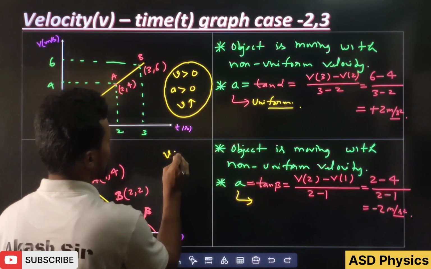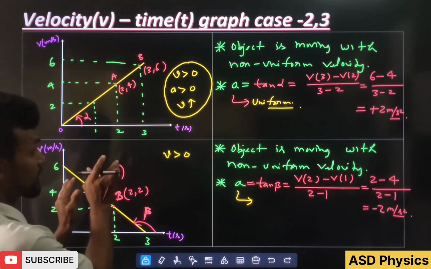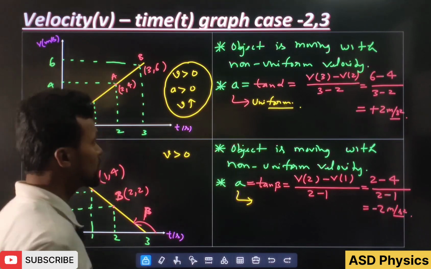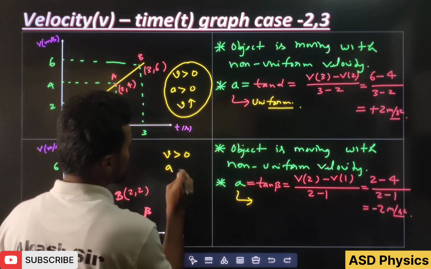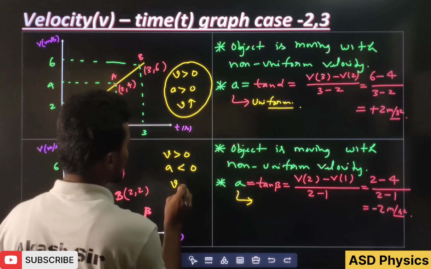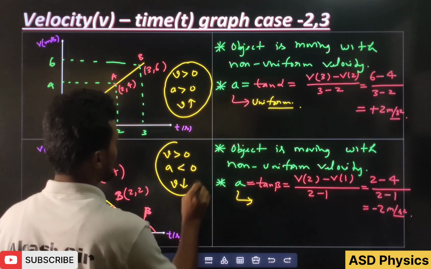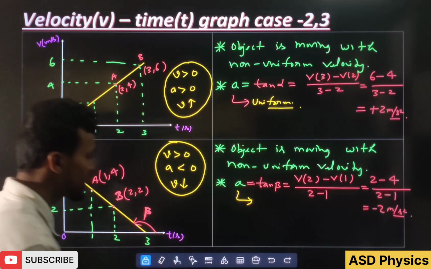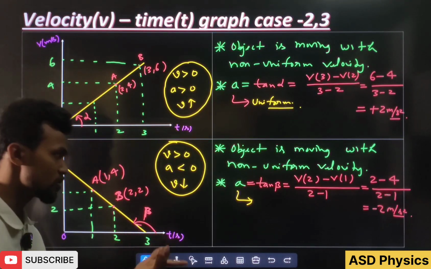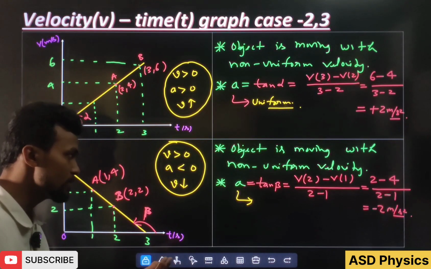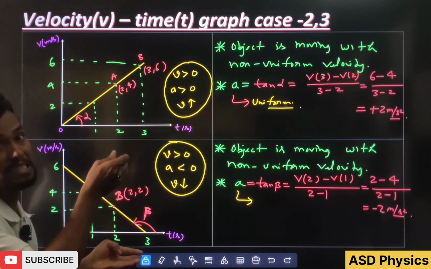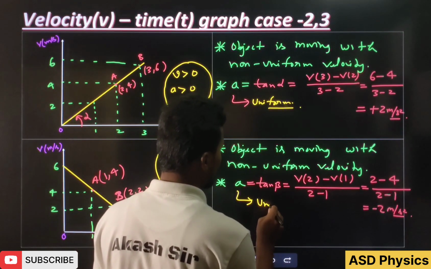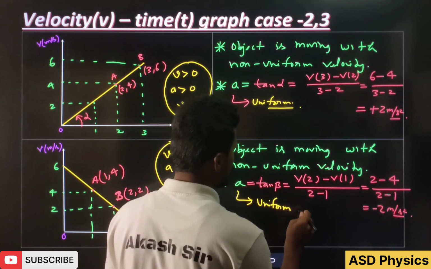Remember that here, the velocity in this quadrant, first quadrant I'm talking about. First quadrant, V is greater than 0, decreasing, but anyhow positive only. V greater than 0, A less than 0. So what will happen here? Velocity will decrease. In this quadrant I am talking about. If in case the graph is shifting downwards, then velocity will become negative, acceleration will become negative, and that time velocity will increase. Okay, remember that. Now here we can tell that it is uniform retardation.